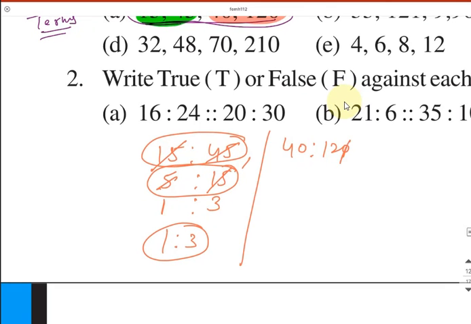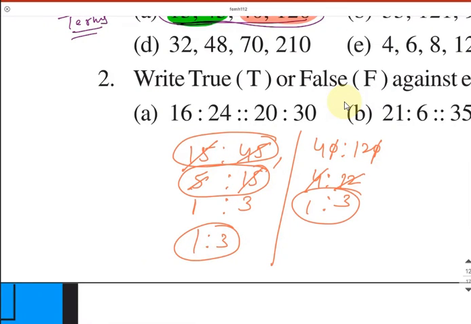Similarly, here 0 to 0 cancel, 4 ratio 12. Cancel 4: 4 ones are 4, 4 threes are 12. It is also coming 1 ratio 3. So they are in proportion. They are in proportion, yes sir. Very carefully, let's listen.